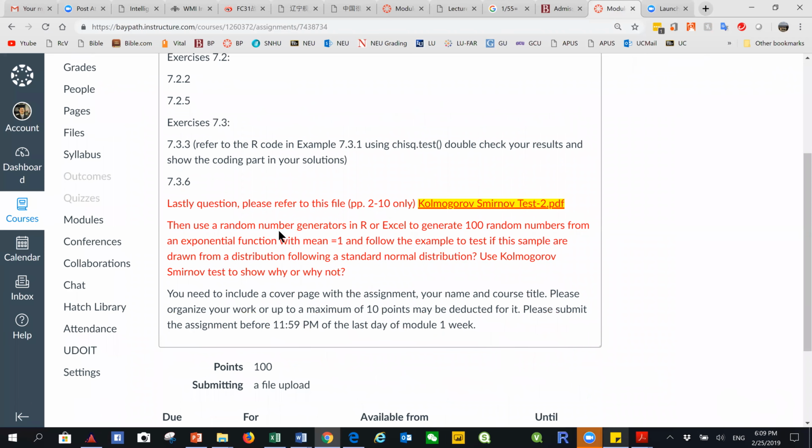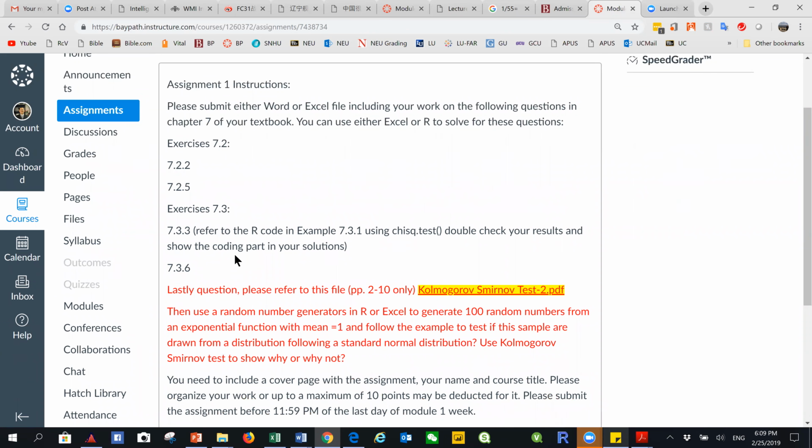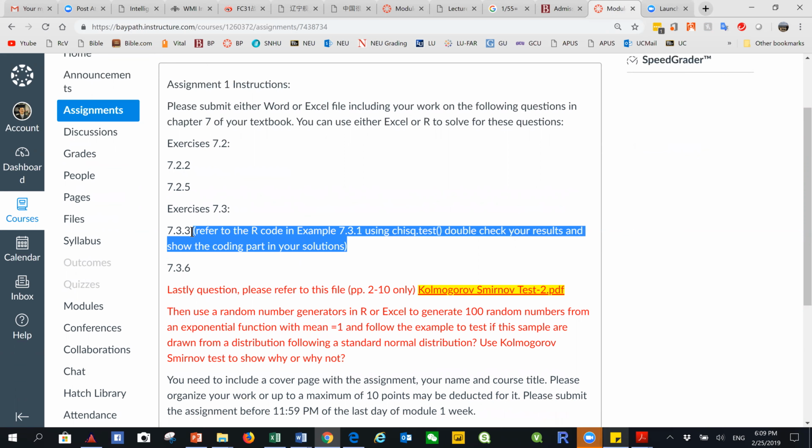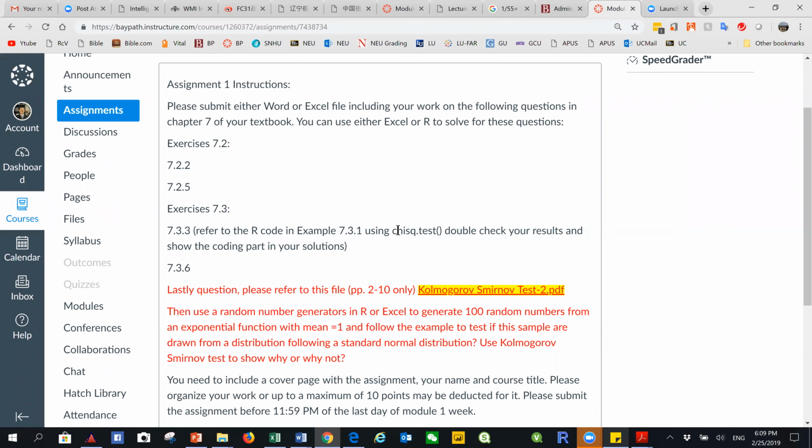so as mentioned earlier, I will add some more R elements into the assignment. So here you can see I require that you use the R code and the example to use a chi-square test to double check your results.